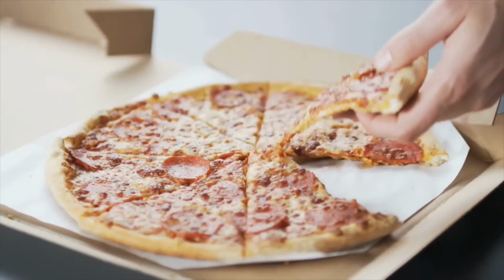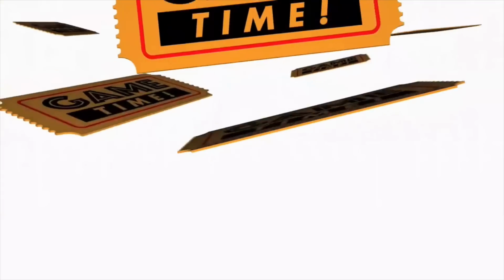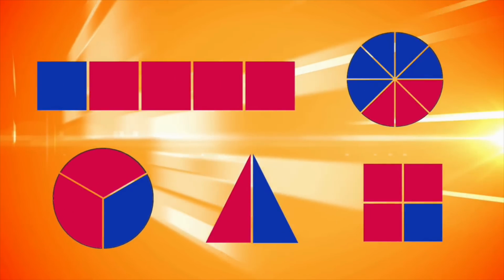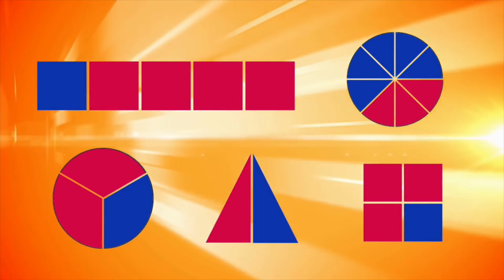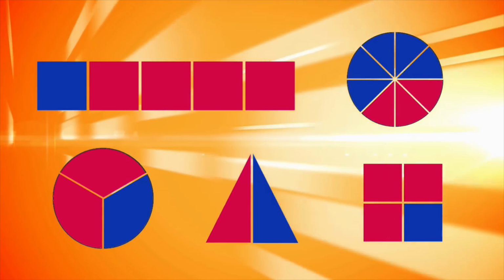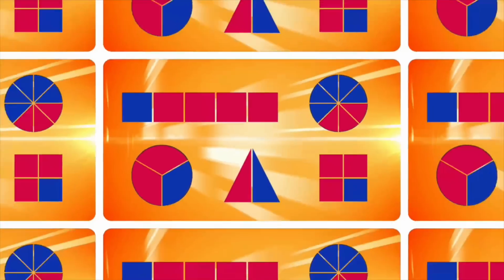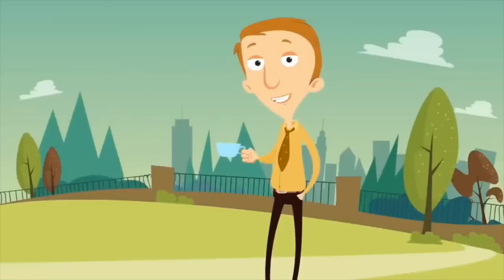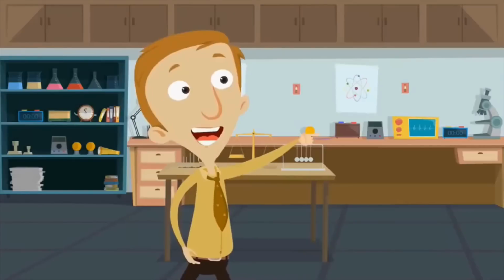Okay. Now that we've seen how fractions work, it's time for a game. I'm going to show you some shapes. Each one will have 2 different colors. Your job is to figure out what fraction of the shape is red, okay? Look closely at each shape, count the parts, and try to say the fraction out loud before I show you the answer. Are you ready?